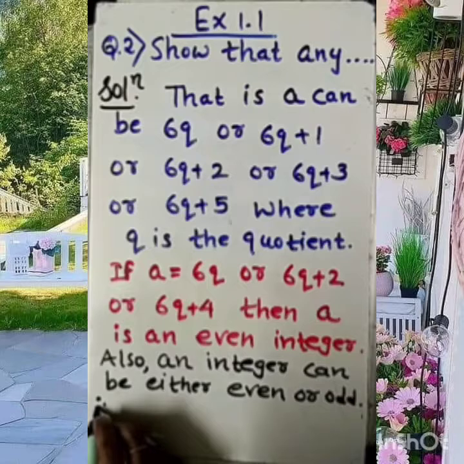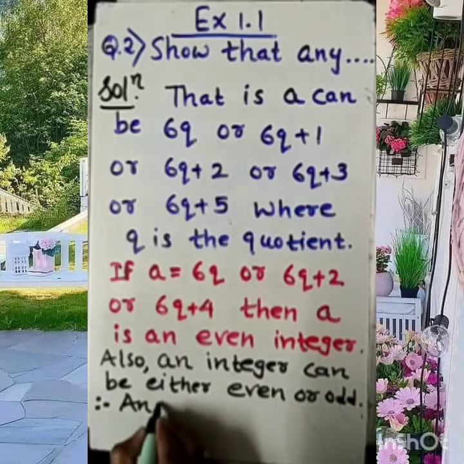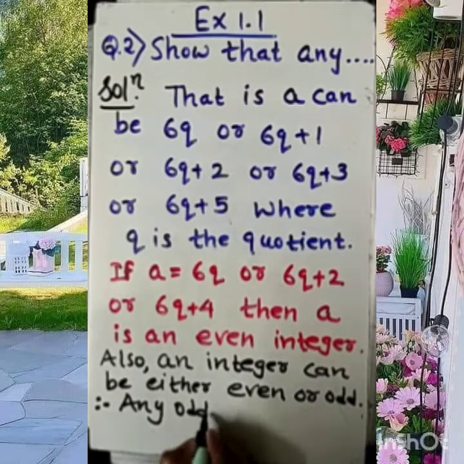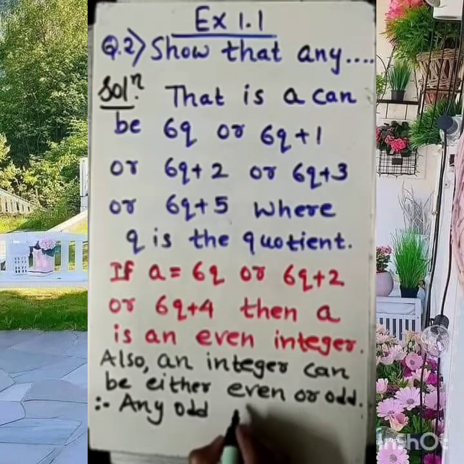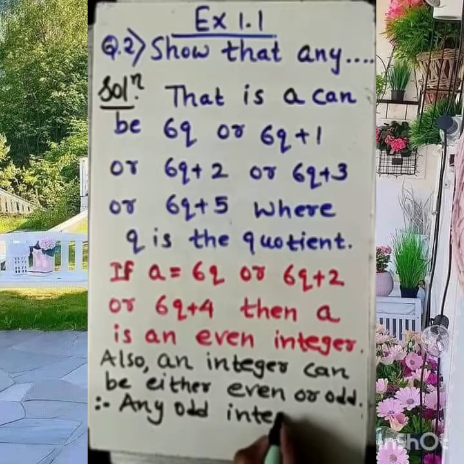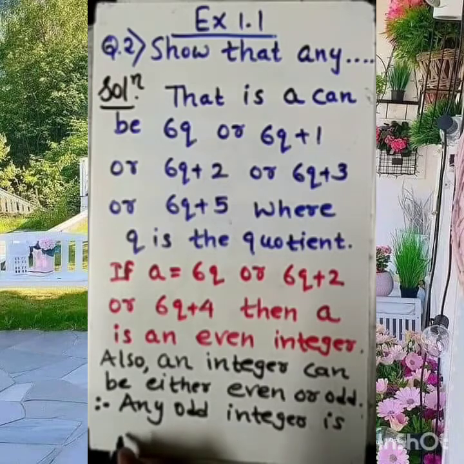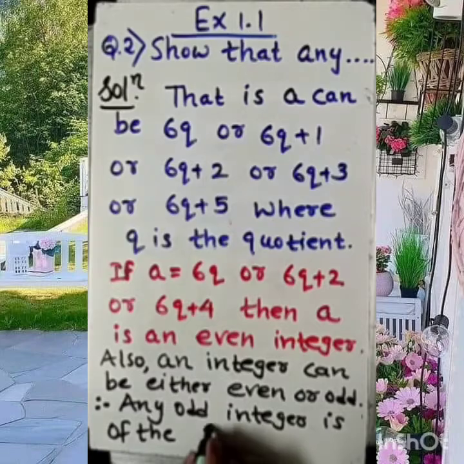Therefore, any odd integer is of the form, let's see which are the forms of it. We will write in the next. I'm explaining up to here.